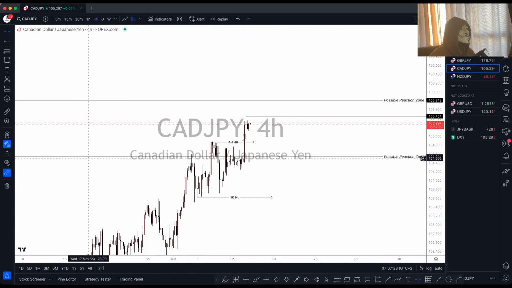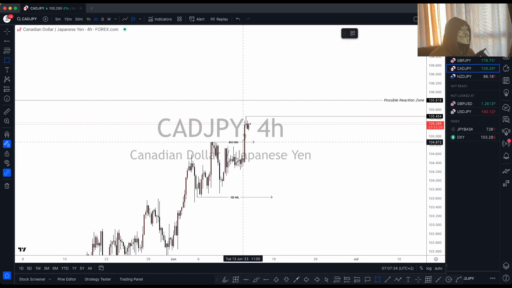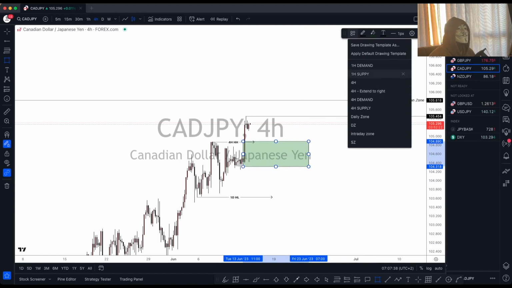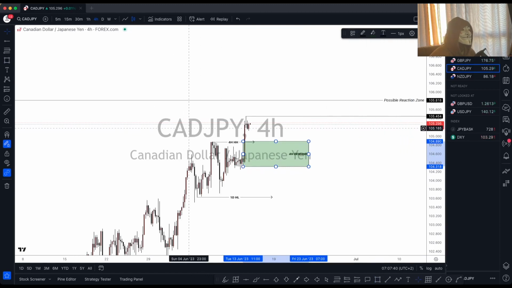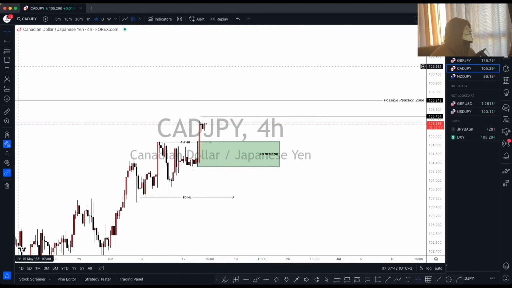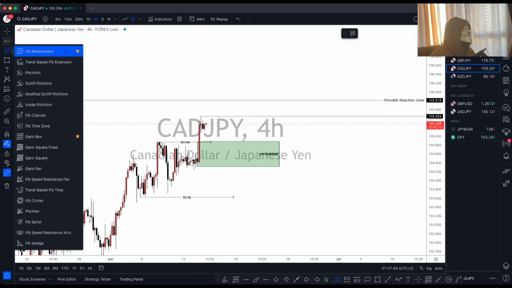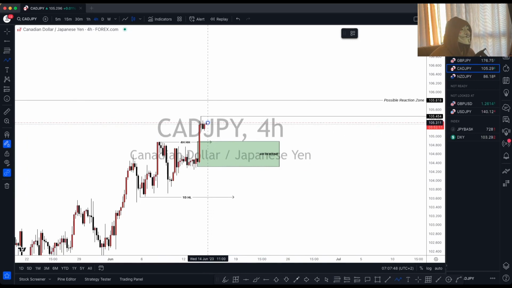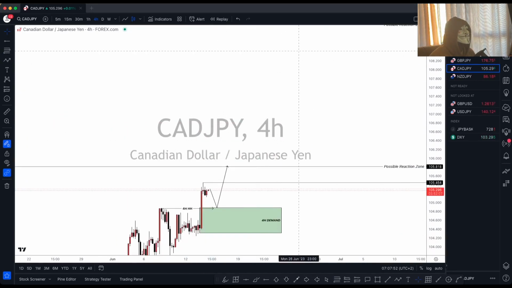You can see this passive reaction zone is quite off because it already served its purpose, and we do have a 4-hour demand here. For the long term purposes, we're going to look for price to come back in here before pushing to the next zone up there.